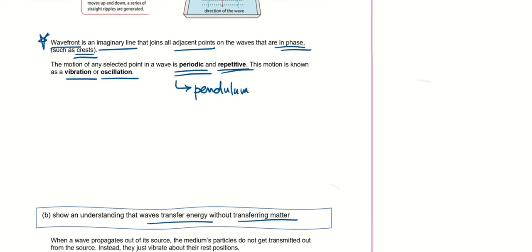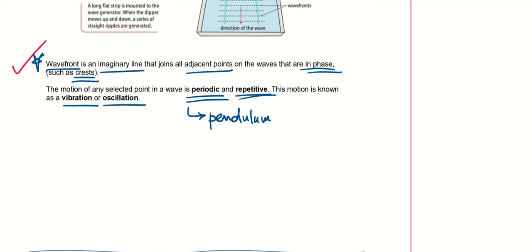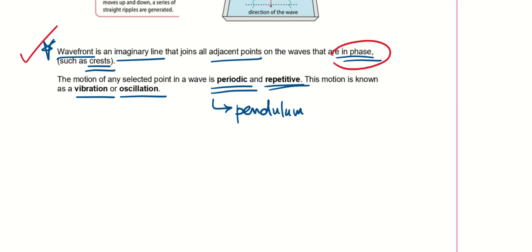You also need to memorize the definition for wavefronts. A wavefront is an imaginary line that joins all adjacent points on the waves that are in phase. Later we'll talk about what in phase means. Then the motion of any selected point in a wave is periodic and repetitive. Periodic, we first heard this term in a pendulum, right? That means it follows a certain time to complete one oscillation.